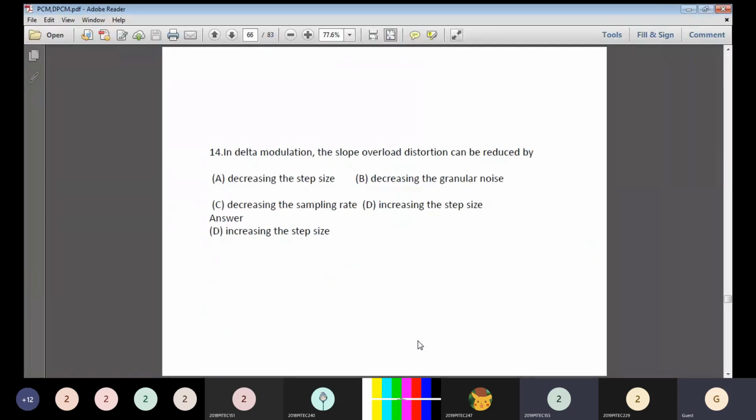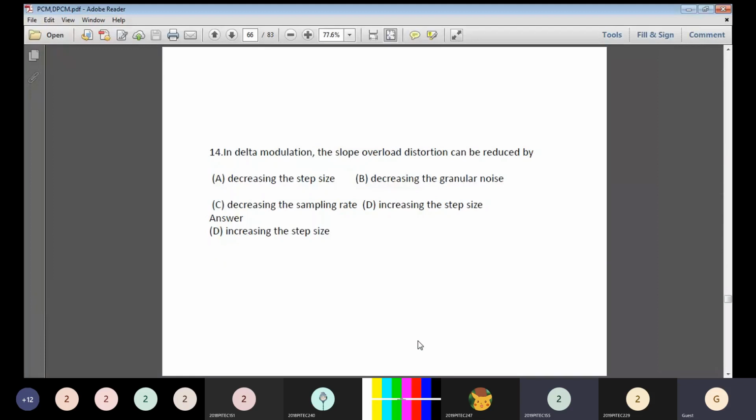Next question. In delta modulation, the slope overload distortion can be reduced by. Before discussing the question, we have two kinds of distortion available in delta modulation: slope overload distortion and granular noise. What is the cause, and how can we reduce slope overload distortion? And what are the options we have?